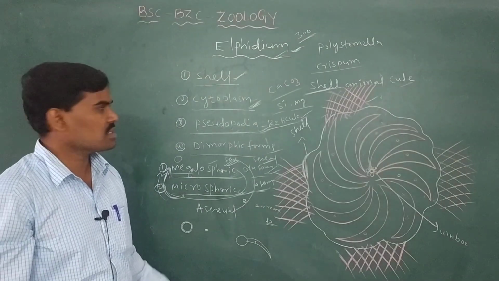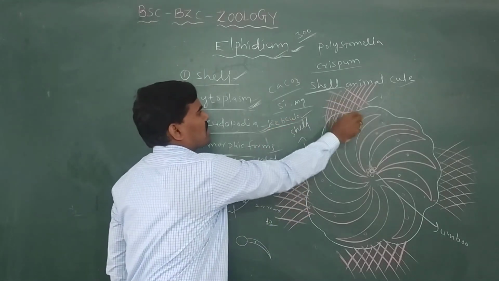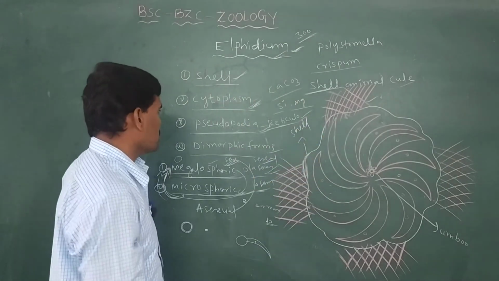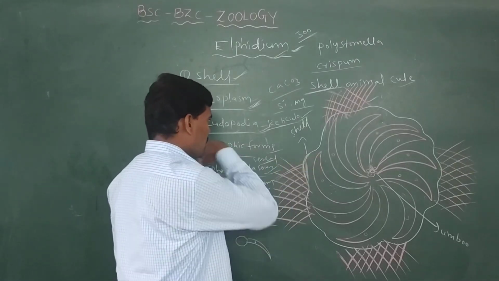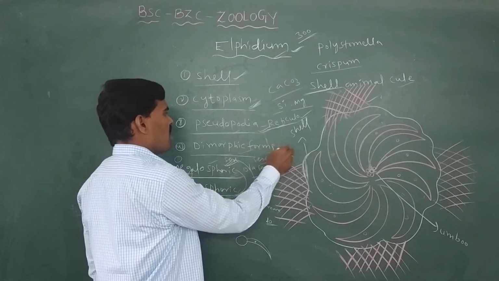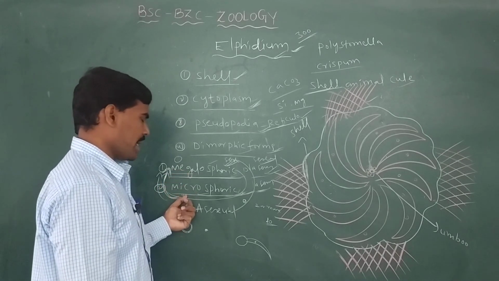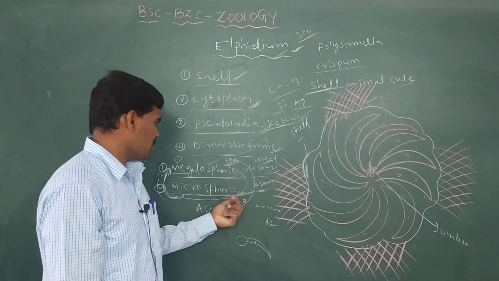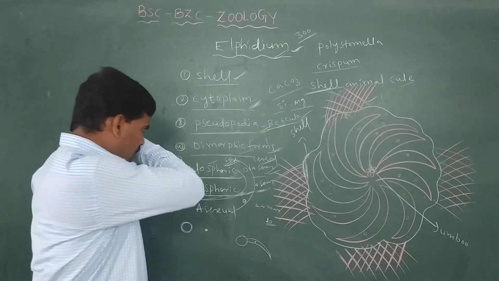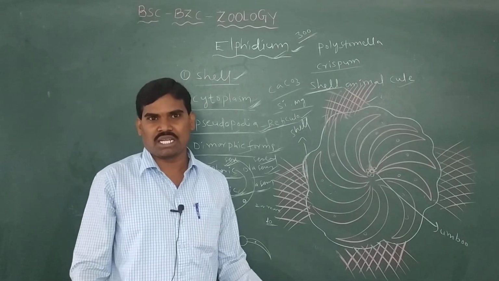The pseudopodia are of the reticulopodial type, meaning net-like structures, formed on the outer surface of the ectoplasm, outside the cell. It is called the reticulopodial type of pseudopodia. Next, the dimorphic forms. Dimorphic form means two forms: megalospheric and microspheric forms. The megalospheric form is formed by the microspheric form, and the microspheric form by the megalospheric form, alternating one by one. This type of generation is called alternation of generations.